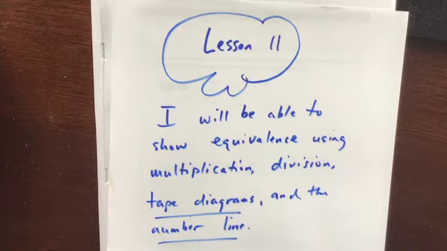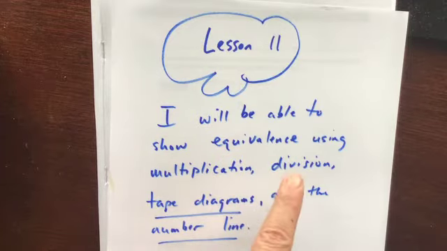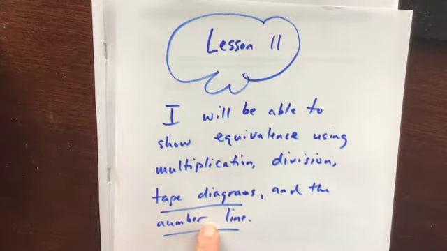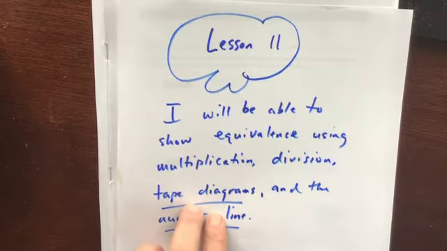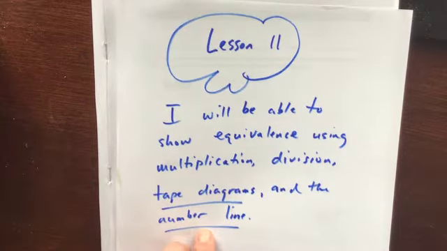Okay, this is Module 5, Lesson 11, and this is the math video for Monday, March 30th. Our learning objective today is I will be able to show equivalence of fractions using multiplication, division, tape diagrams, and the number line. Up until today, we've been using area models to show fraction equivalence. Today we're going to work on basically the same thing, but instead of area models, we're going to use tape diagrams and number lines.